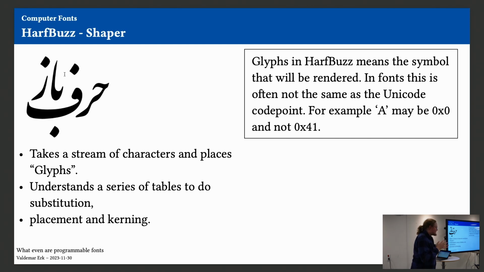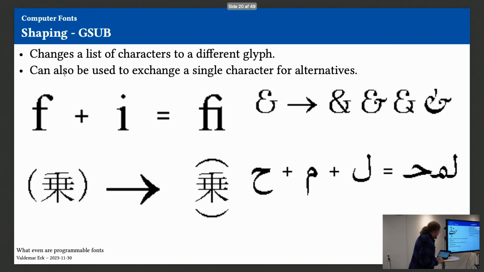You give HarfBuzz a font, and you give it some text it has to shape. So it has to look up in the tables and see that these two letters have to be moved a bit closer together, and these two have to be exchanged with a ligature, and it also does some kerning and stuff like that. So it's a lot of tables.